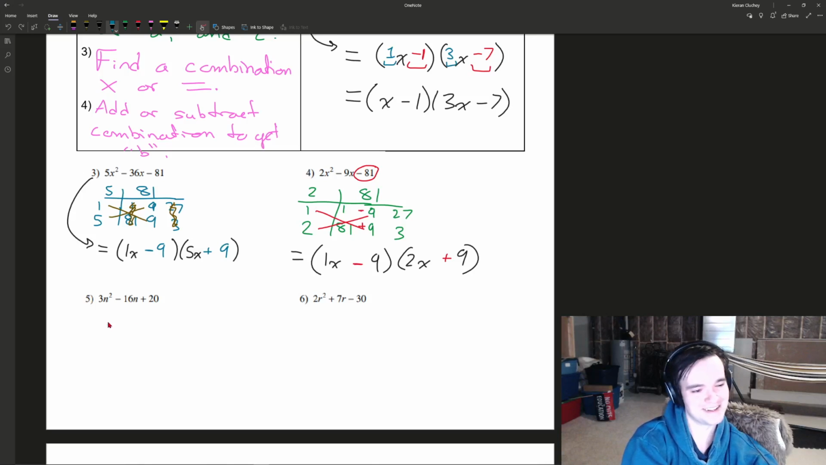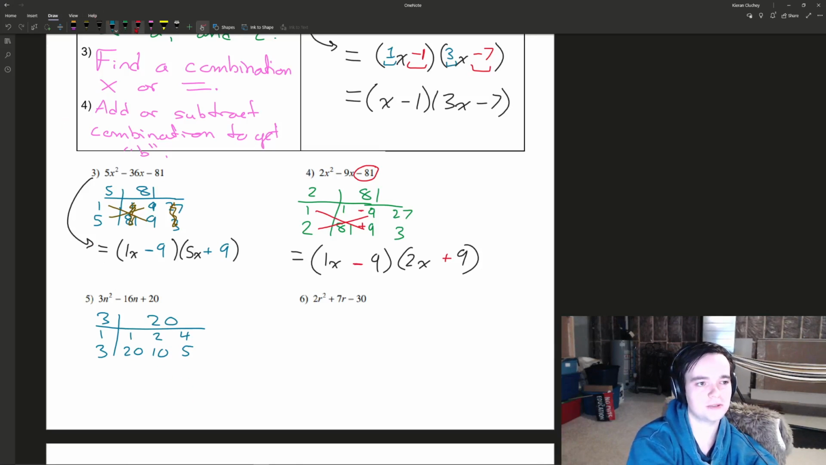Welcome back. So what we have here is 3. We want the factors of 3, and we want the factors of 20, which are 1 and 20, 2 and 10, and 4 and 5. I think that's it. I want to find a combination, either using straight across or crisscross. All right, well, I want to get to -16. How am I going to do that?